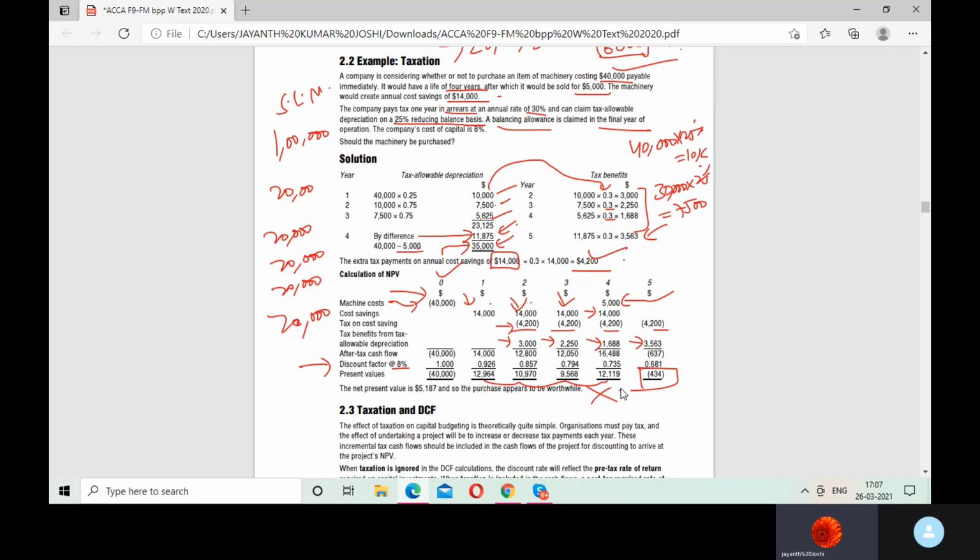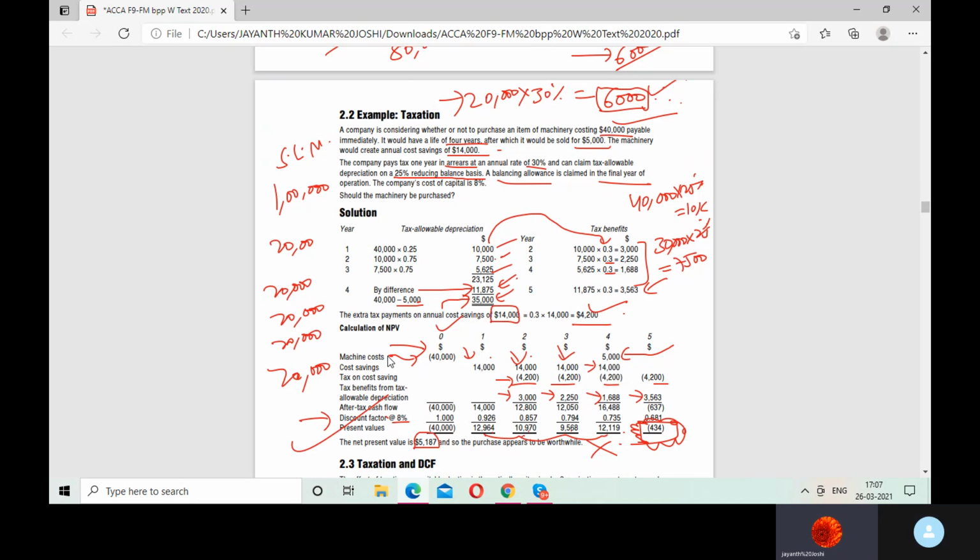Okay. Just a second, just a second. No. See, 12,000, 10,970. Okay, this is final year's cash inflow. Sorry. So now from 40,000, it is 12. 12 plus 10 is 22. 22 plus 9.5 happens to be 31.5. 31.5 plus 12 is 43. 43, 44 something. Minus 40 is, yeah, we are getting a positive NPV. This is a good project.